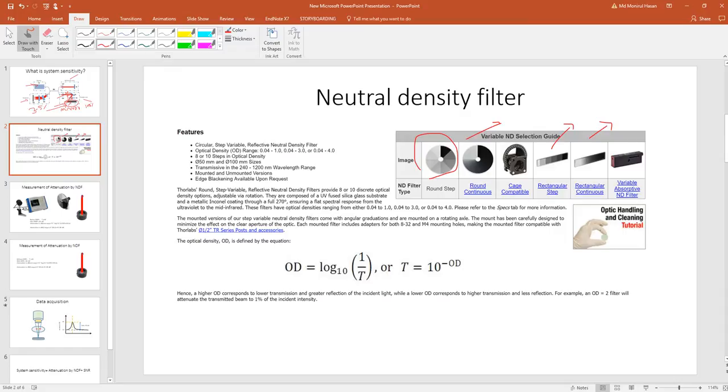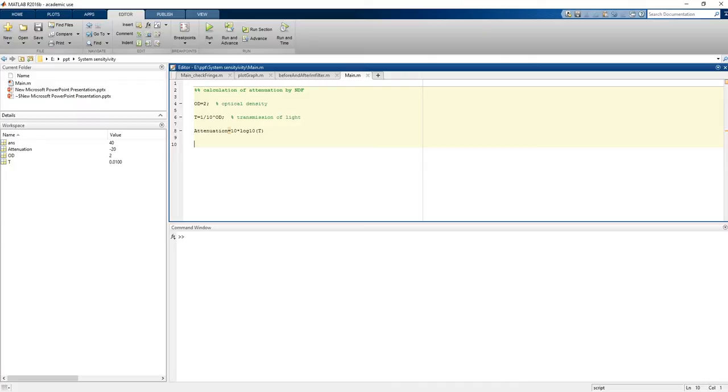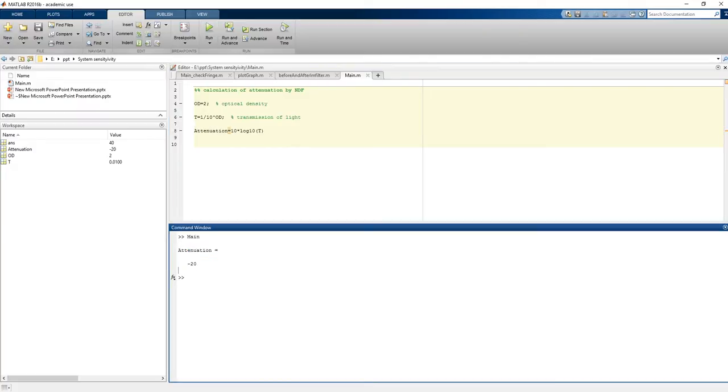There are different types, and one thing to mention is that there are different optical density ranges like this. What do we do with the optical density range? If you have the optical density, you can calculate how much light it will transmit. T here is the transmitted light. For example, if you take a neutral density filter with an optical density of 2, then the transmission will be T equal to this equation, and the one-way attenuation is minus 20 dB.